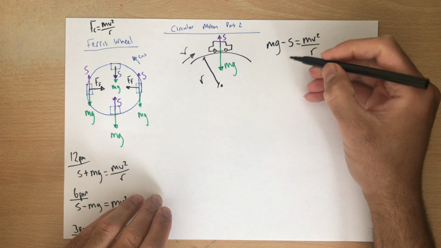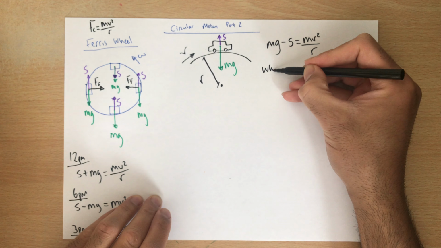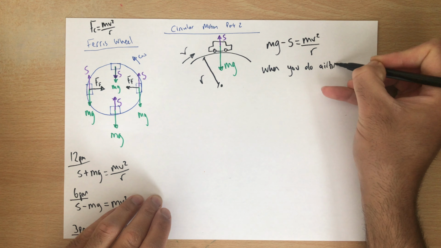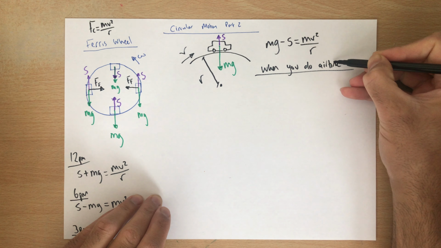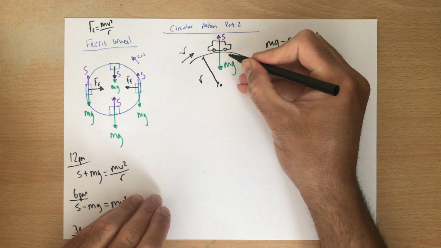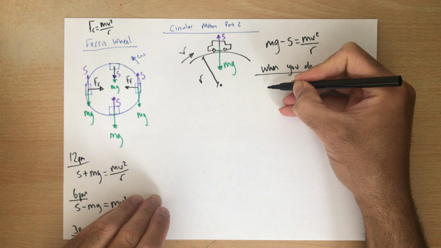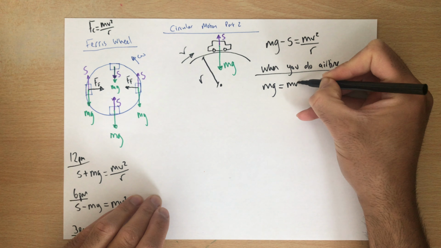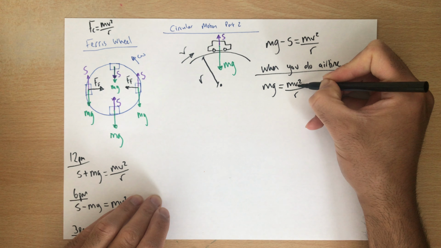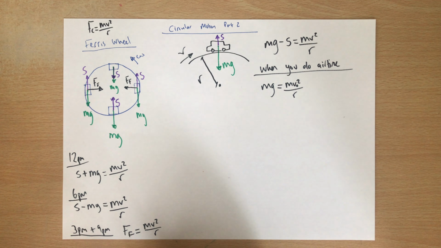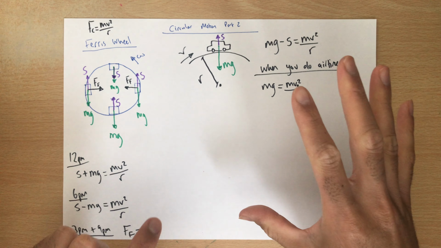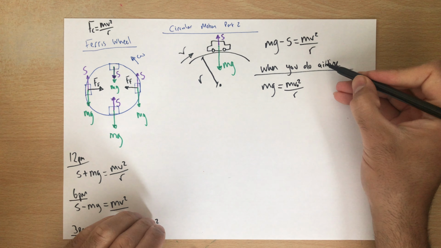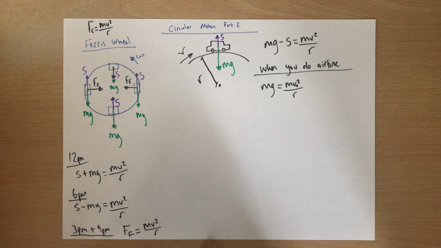And we can say here, when you do any airtime on this type of hill, you lose the S automatically, and you've only got mg. So in that case, mg is equal to mv squared over r. So you can calculate v, and v is basically the maximum speed you can do without actually doing any airtime on this hill, and that's how they actually calculate maximum speeds over hills.